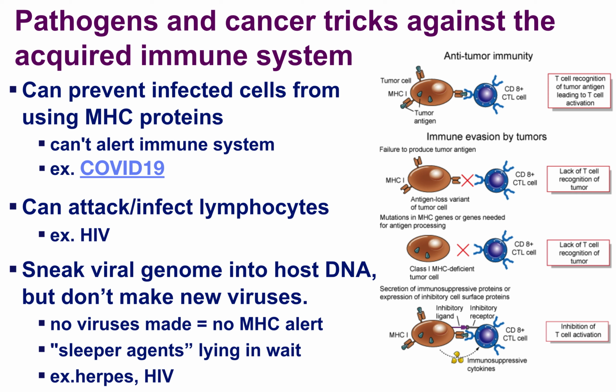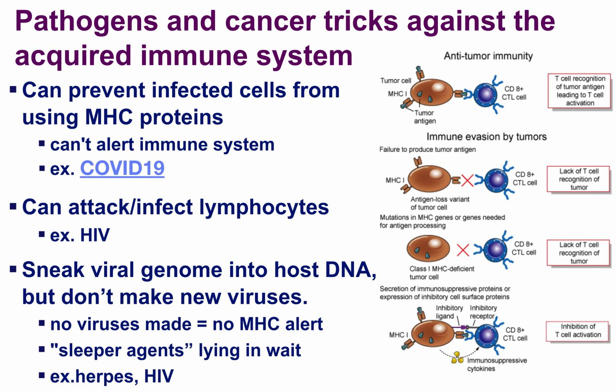So one of the strategies that almost all viruses have is they can prevent infected cells from using MHC proteins, or at least reduce the amount of MHC proteins that they produce. So it makes it harder for that infected cell to alert the immune system, to alert the T cells. So COVID-19, among many other viruses, actually does this. Not great, but it does do it, which is why they can infect for a little bit. But the really scary ones are the other two. So HIV does a really good job of basically destroying specific immunity because it actually directly attacks the lymphocytes, particularly T cells.